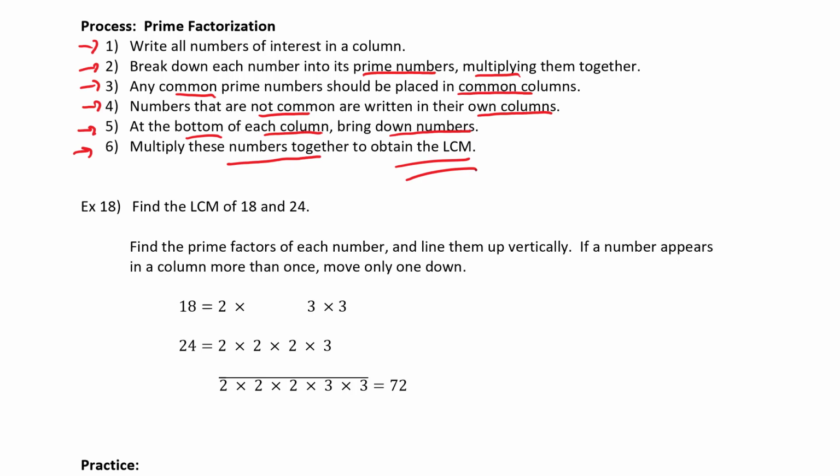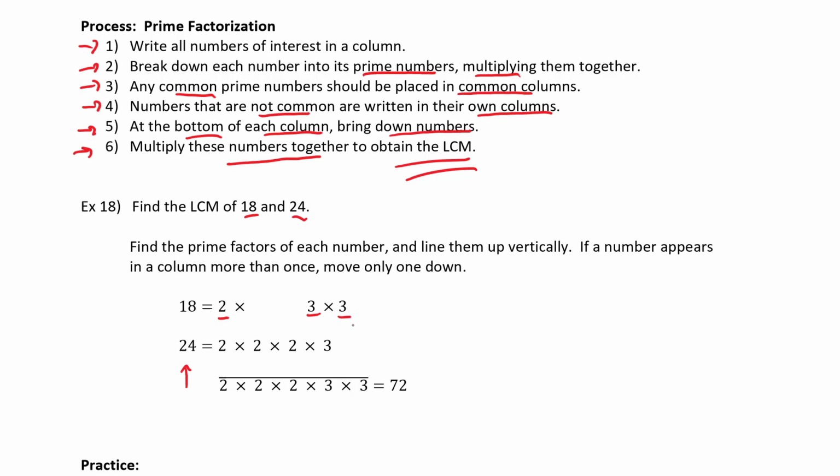Let's try and find the lowest common multiple of 18 and 24. We write down those numbers here, 18, 24. I break down 18 is what? 9 times 2? Well, 9 is not a prime number. So here I've written 2 and 3 and 3.